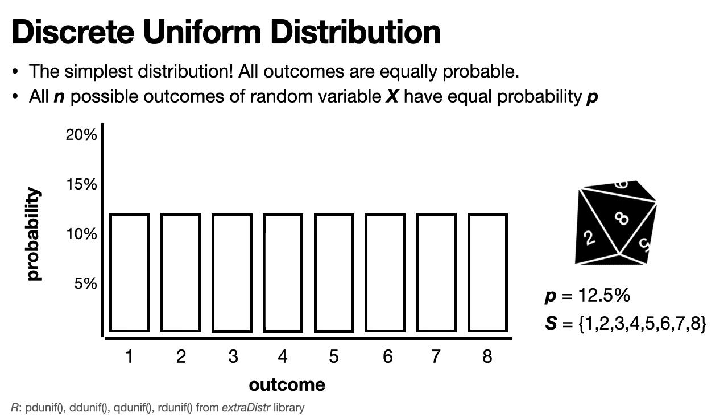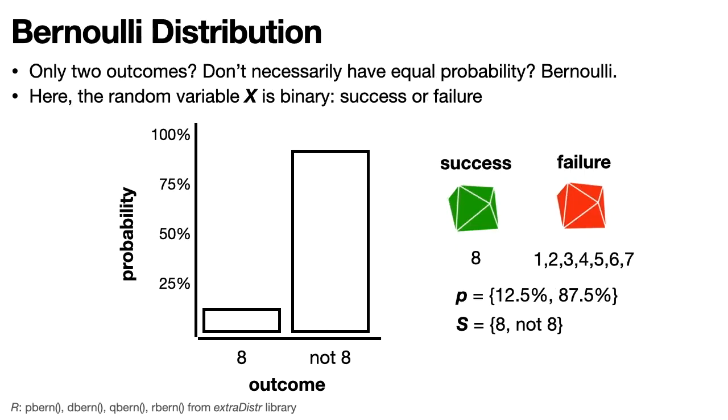But what about an experiment where you only consider 2 outcomes that aren't necessarily of equal likelihood? This would be the Bernoulli distribution. Here, the random variable is binary: success or failure, yes or no, true or false. We can even take the dice rolling experiment, and if we consider rolling an 8 to be our success and all other rolls to be a failure, then our probability distribution would look like this, where the probability of getting 8 is a lot lower than the probability of getting not 8.